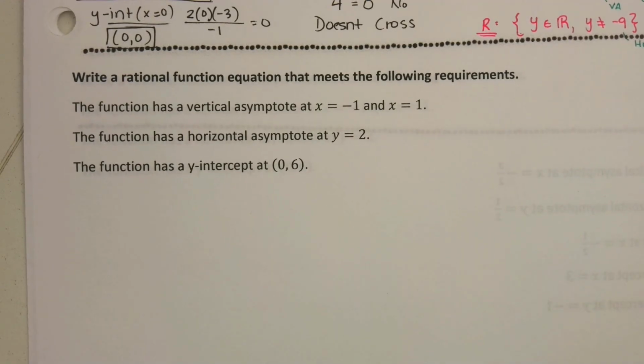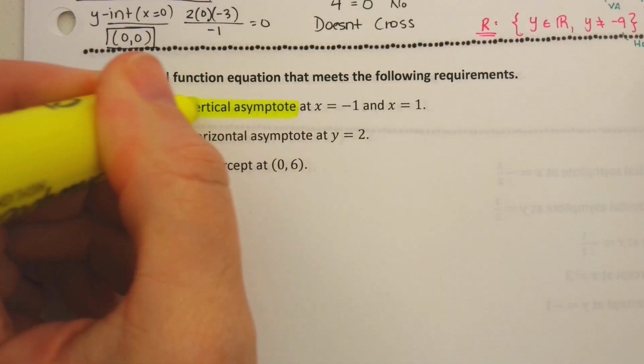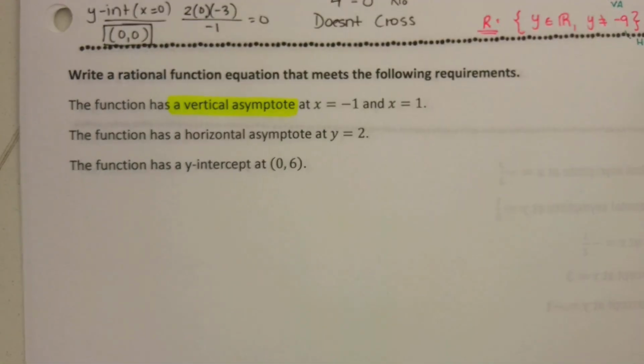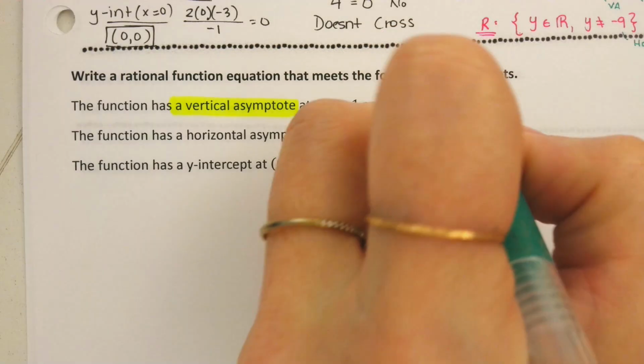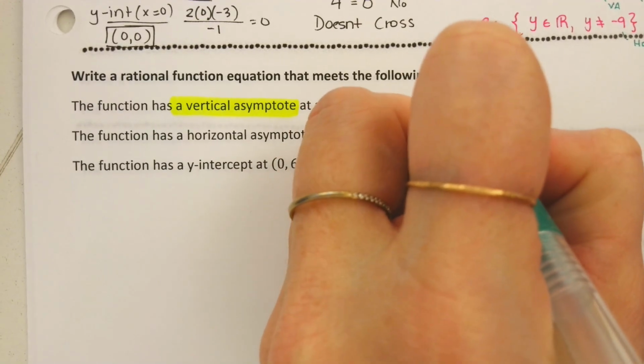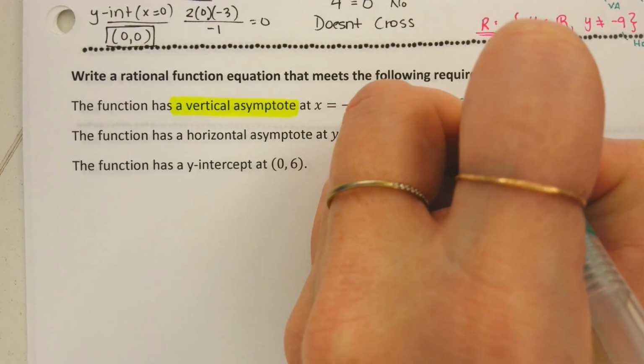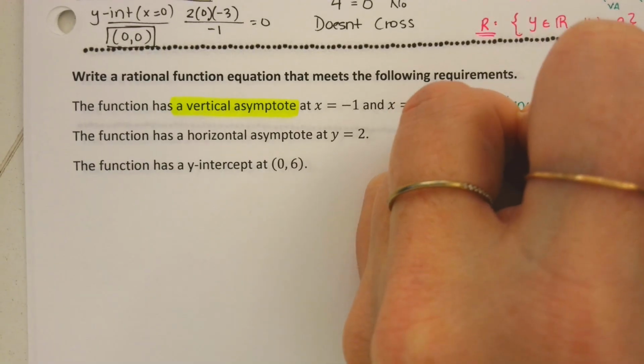Alright, first thing we're told is we have vertical asymptotes at negative 1 and positive 1. What part of an equation do the vertical asymptotes affect? The denominator. Okay, so I'm going to just remind myself that this affects the denominator.